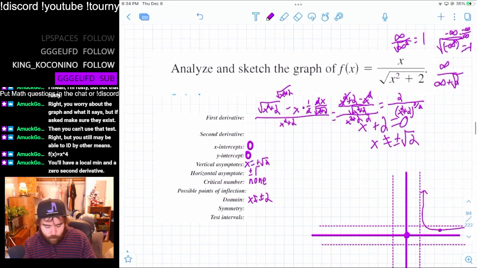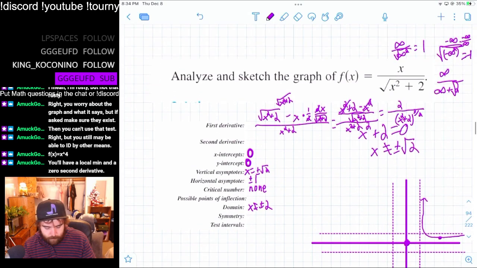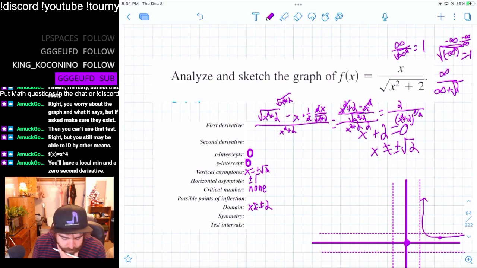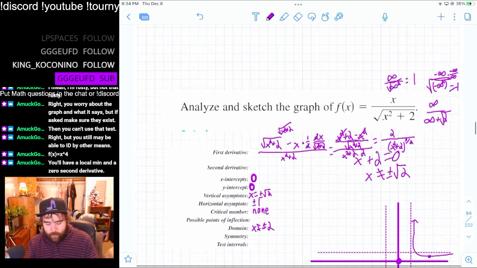What do we get when we plug in 1? When we plug in 1, we get 1 over root 3, which is less than 1. I'm just having a hard time thinking about what happens when we plug in something really close to the square root of 2. I guess it goes to, does it go to positive infinity? I guess it would have to, right? But I'm having trouble thinking about how this doesn't have a minimum there.